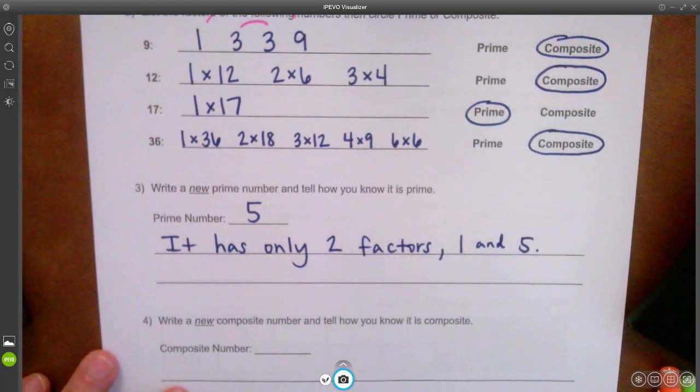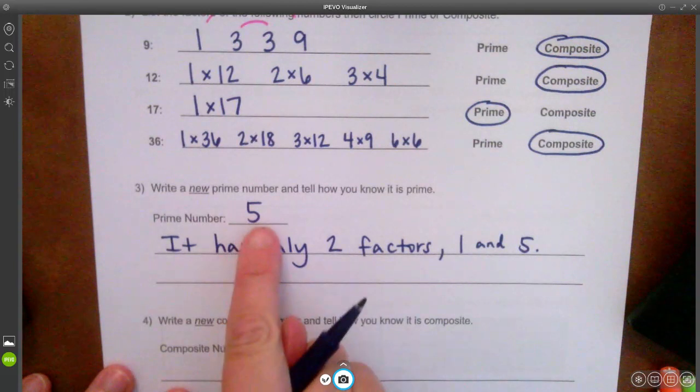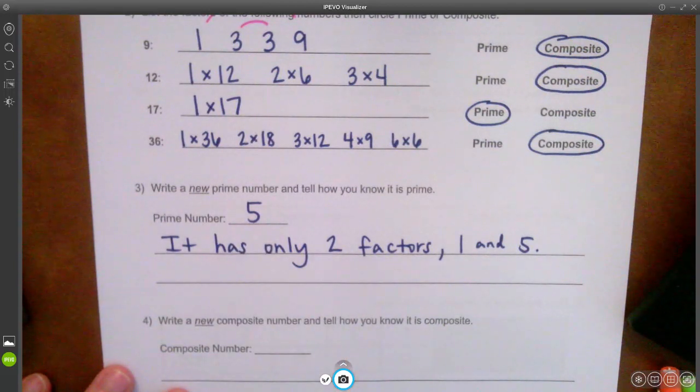Okay? Think about how many times we flip our hair, right? 2 times because it has 2 factors. You don't have to have this number. You could have something different if you wanted. It just has to be a prime number.